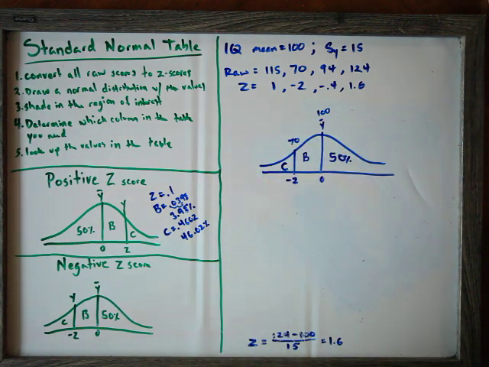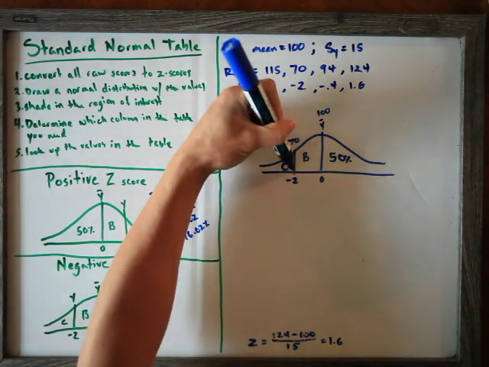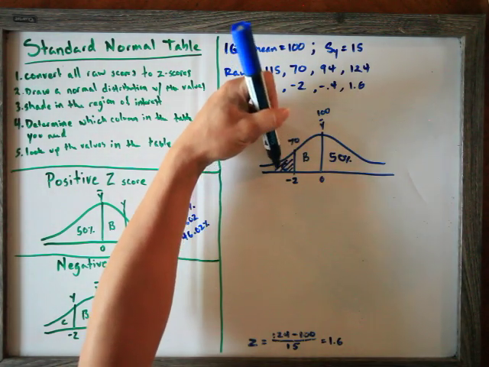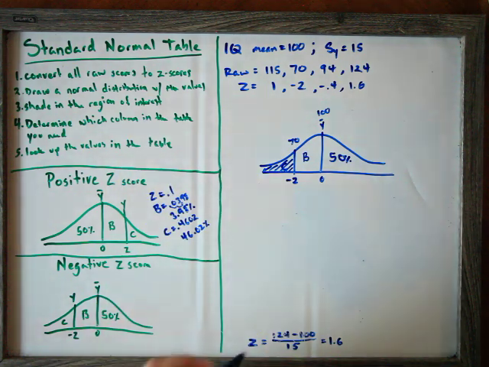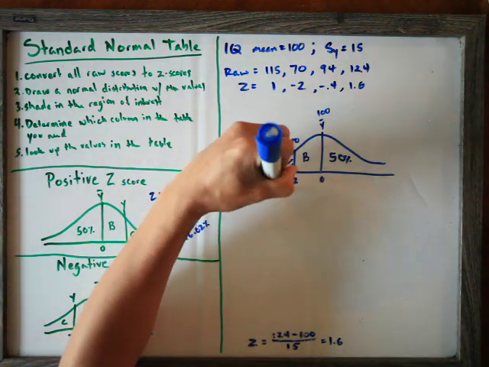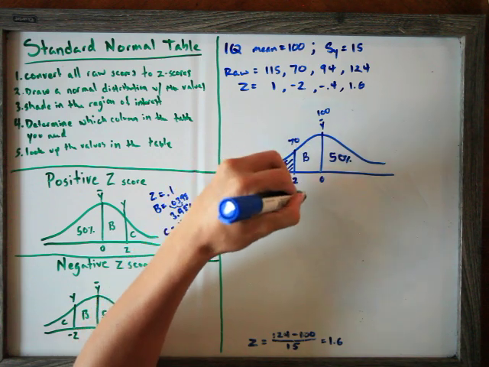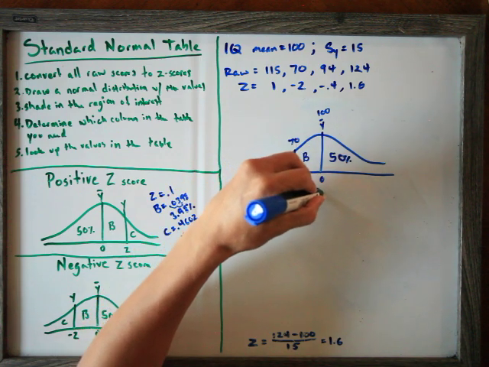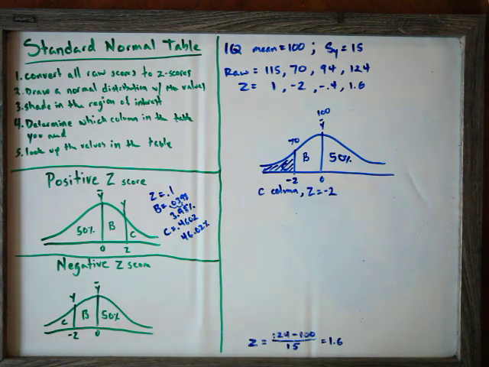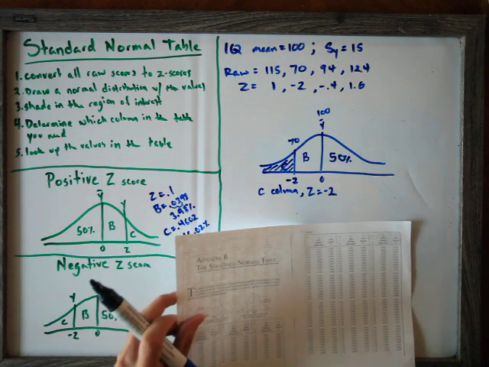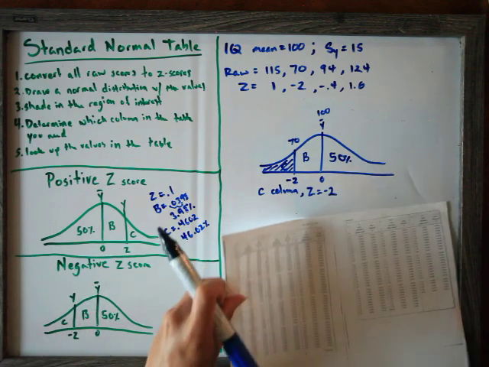I'm interested in how many people scored lower than 70. So that's going to be this region here, so I'm going to shade in this region. That is a C column, because that was C, for a z-score of -2. So now I'm going to look on my chart for a z of -2. Oh, I need to flip the paper over.